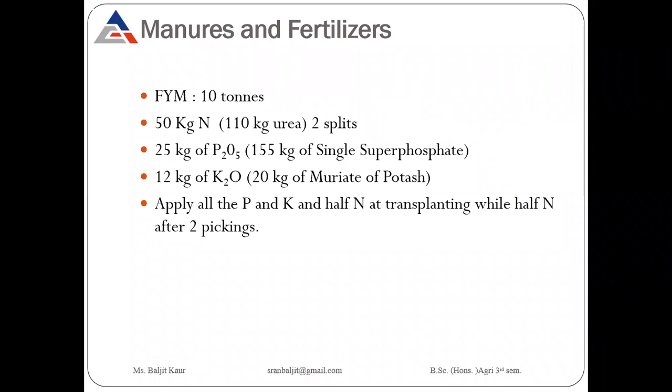So all these fertilizers, that is phosphorus, potassium, and half of the nitrogen are applied at the time of transplanting, while the remaining half of nitrogen is applied after two pickings of brinjal fruits, right? So these are the fertilizers and manures that are required by the crop in 1 acre.